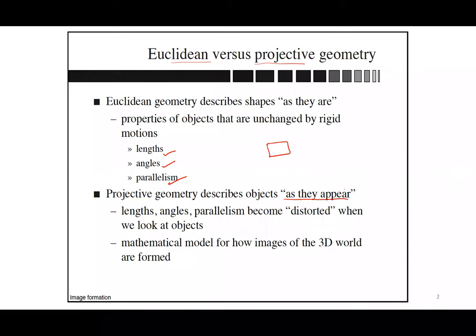Unlike rigid transformations and Euclidean geometry, here the lengths of your object could get modified and appear differently. The angles at which they appear could change, and lines which are parallel might no longer appear parallel. They could get distorted.